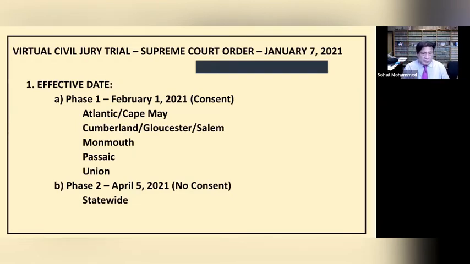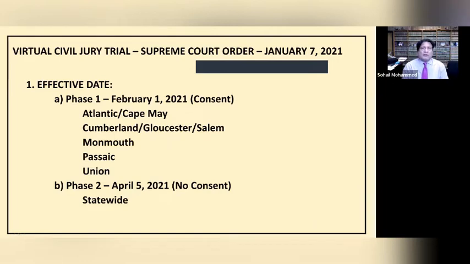Effective date, it already started February 1st, 2021, by consent only, which means both parties have to consent. And the first cases that are going to be selected are going to be very straightforward. When I say straightforward, simple, straightforward cases. There are five vicinages that have been designated for phase one: Atlantic Cape May, Cumberland, Gloucester, Salem, Monmouth County, and of course, Passaic Vicinage is one, and Union.